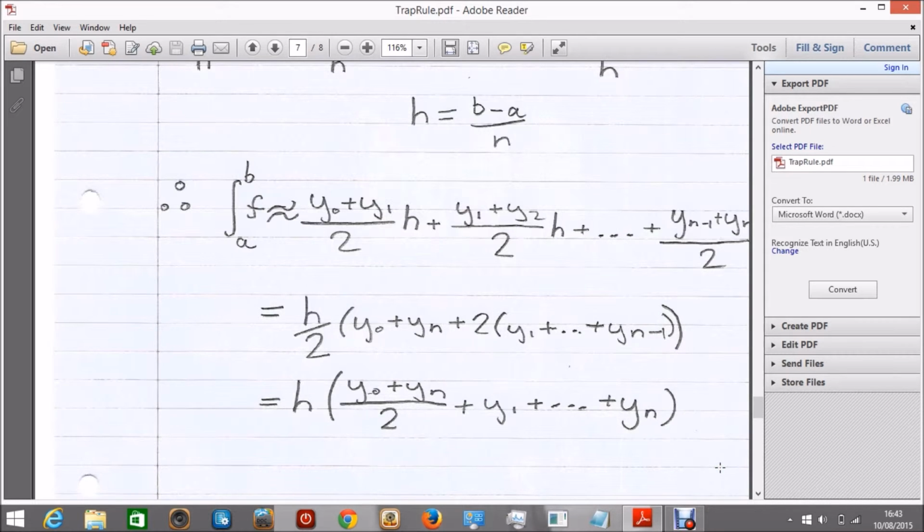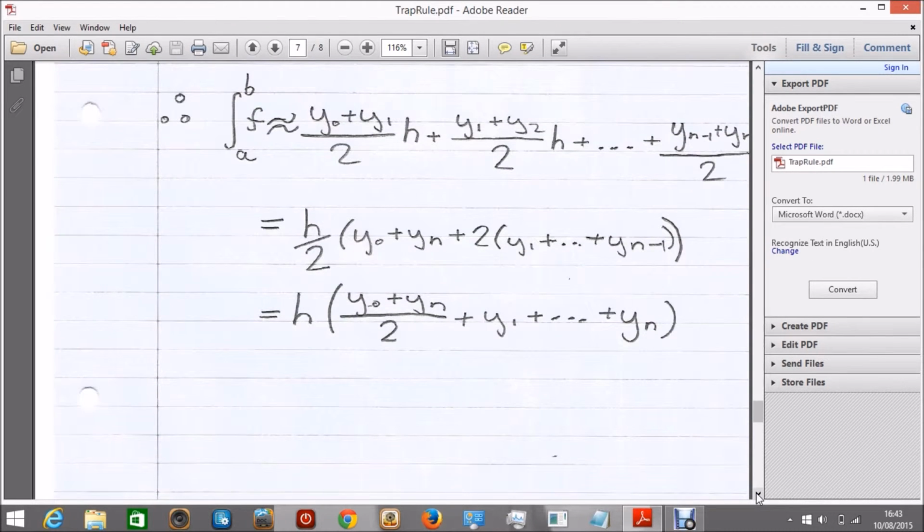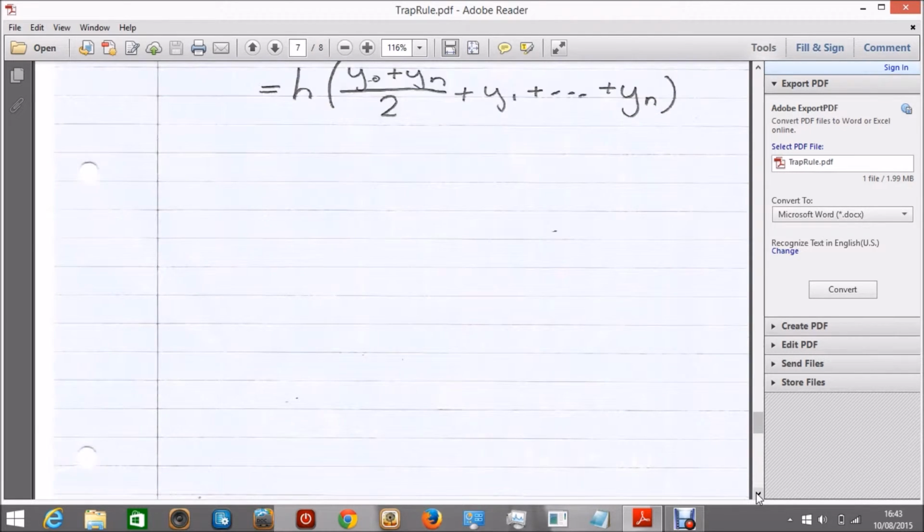The eagle-eyed amongst you will notice there's a bit of an erratum. That should say yn minus 1 at the very end, not yn. I'm very sorry about that, but it's quite hard to edit it after the fact. But it's also in your formula book, so don't forget that.